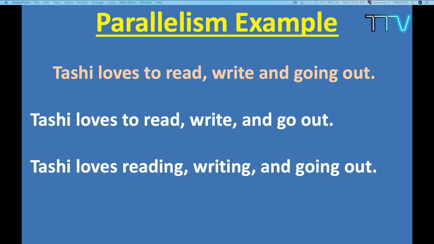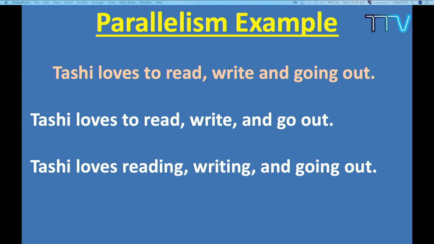When we say it, it looks like there isn't any mistake, but that is a mistake. What kind of mistake? It's related to parallelism. Why? Because the verb forms are not the same. We are talking about to read and to write and to sing, and suddenly instead of to write, we have going out. So that is not the same, you can see.